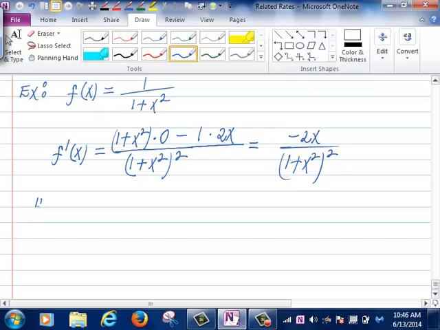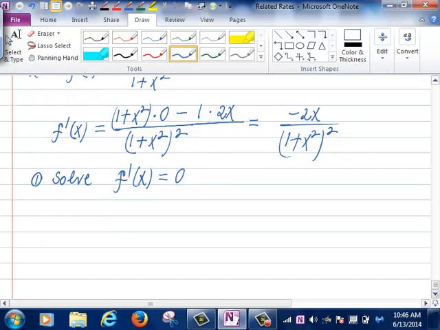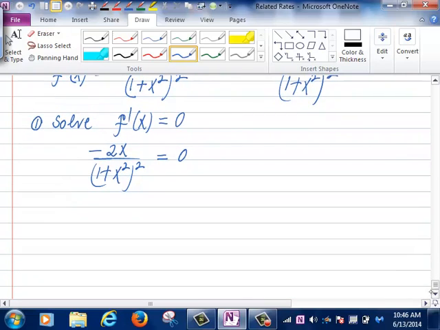So then the first thing I have to do is solve for values of x for which the derivative at x is 0. And so then I can see that the derivative is negative 2x over 1 plus x squared squared. That's going to be 0. If this fraction is 0, then what should be 0? Yeah, so then the numerator, negative 2x, should be 0, and that implies that x is 0. So we got one critical point here, right?